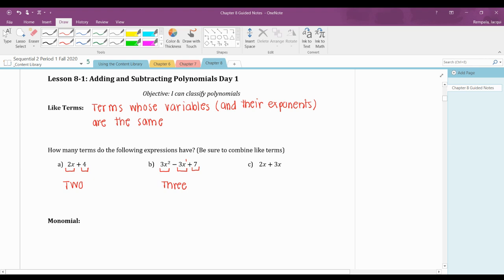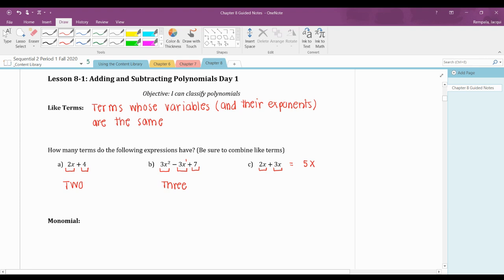In part C, I see that I have a 2x and a 3x. Now, this time, they both have the same variable, and then technically they both have the same exponent of 1. So these are like terms. So I can't say that there are 2 terms because we want to combine any like terms before identifying how many terms we have. So when we combine like terms, I'm going to keep the variable with the exponent the same. And in this case, it's really a 2 plus 3 because I want to know if I have 2 x's and 3 x's, how many x's do I have altogether? Well, it looks like I have 5 x's.